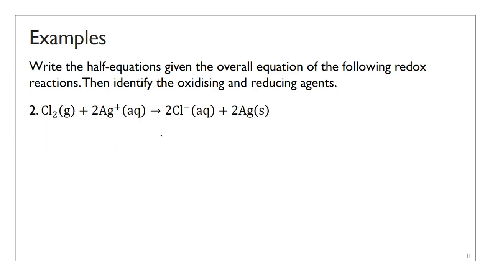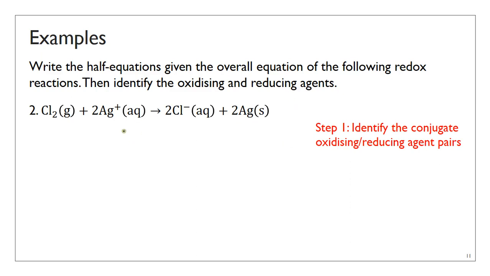Let's continue with example 2. So once again, I'm going to follow the steps. I'm going to start by identifying the conjugate pair. So I'm going to go, in this case, from Cl2 to Cl minus. That's my first conjugate pair. And my second conjugate pair is Ag+, silver ion, going to silver.